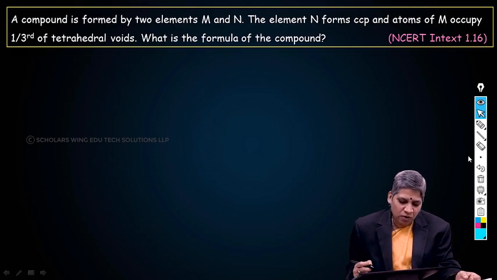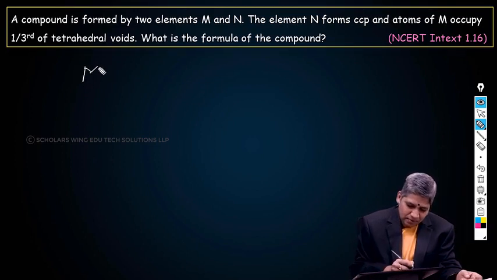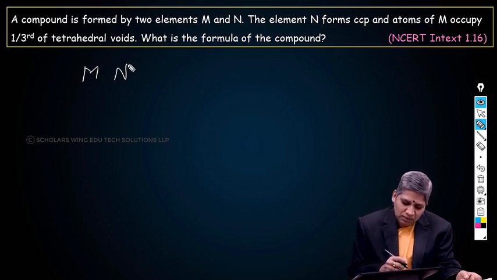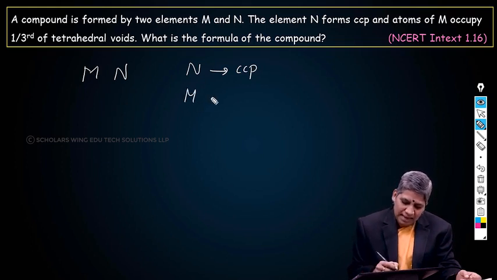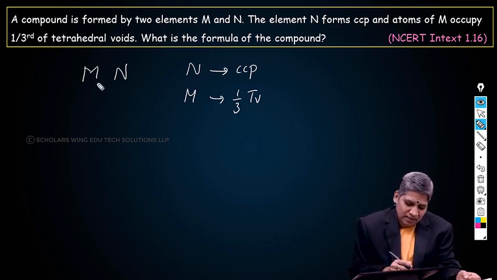A compound is formed by two elements M and N. So what are the two elements now? M and N. The element N forms CCP, the cubic close packed structure, and atoms of M occupy 1/3 of TV. So M is at TV, that too 1/3 of TV. What's the formula of the compound? We need to find the number of atoms of M and N and take the ratio.